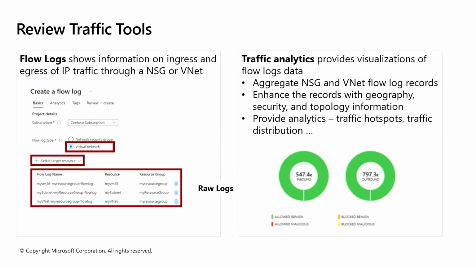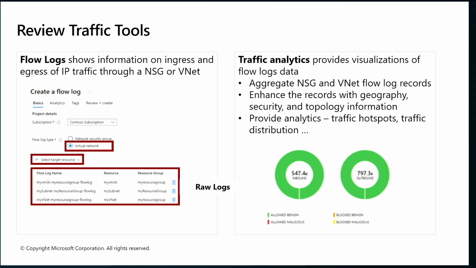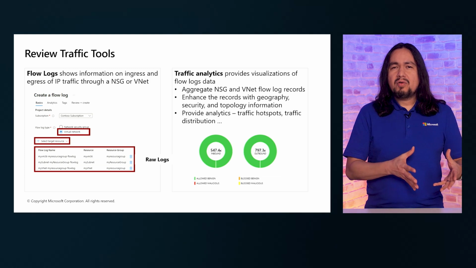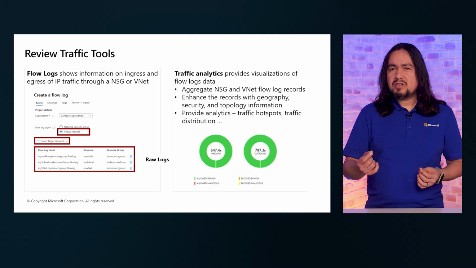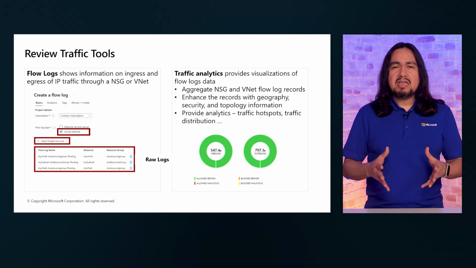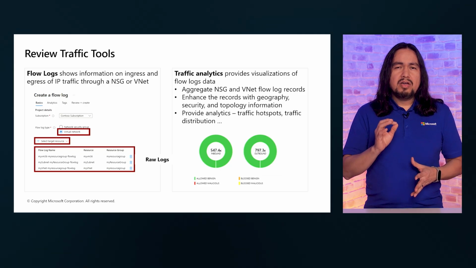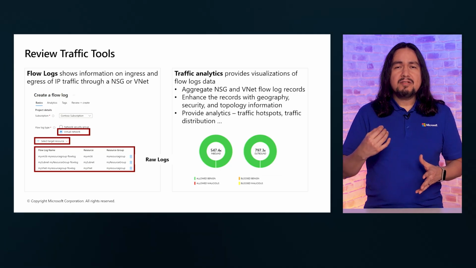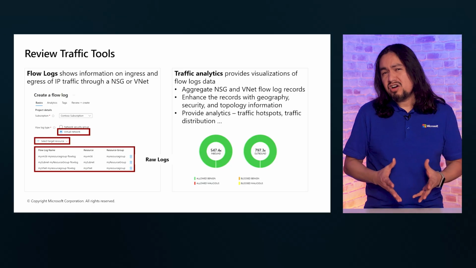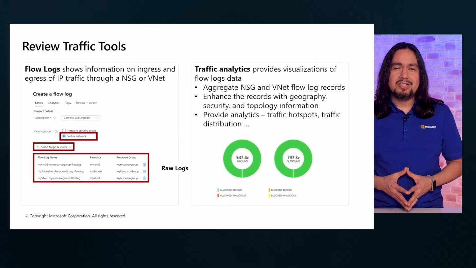In the case of traffic tools, we have two different ones. On one hand, we have the flow logs that will show us information on ingress and egress of IP traffic through an NSG or a virtual network. Think for a moment in this specific scenario. Let's imagine that you're allowing a specific IP to go through a specific port by using your NSG rules. But normally you're not thinking about the things that are being blocked. So what we're going to get through the flow logs is all this raw data about all the connections that are going through, or not going through, that specific NSG.